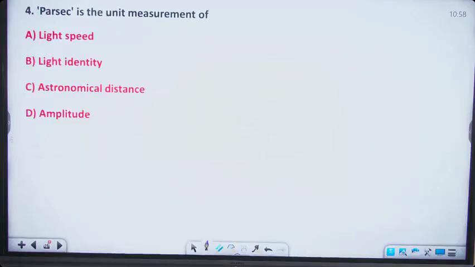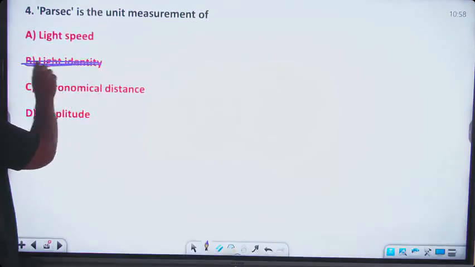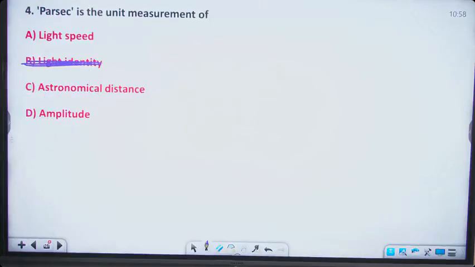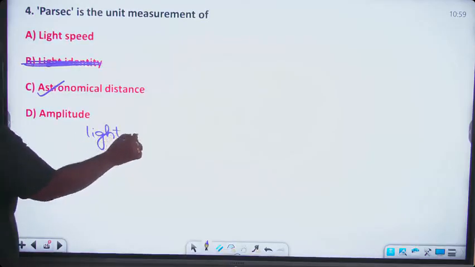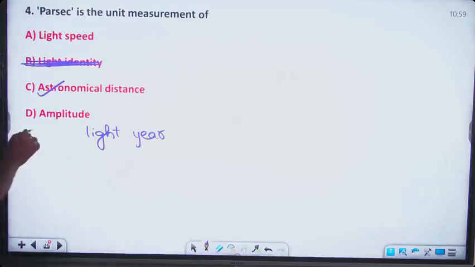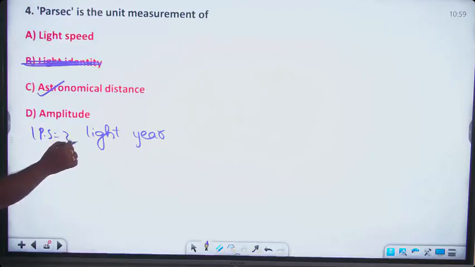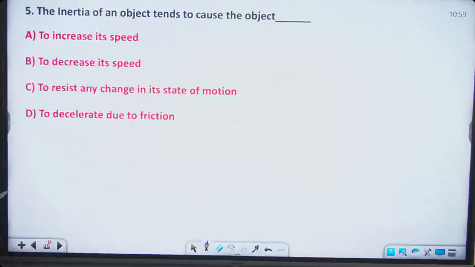Is it light speed, light intensity? Light intensity, you don't have a term anything like this. కాబట్టి దీన్ని మనం ఈజీగా పక్కకు పెట్టేయచ్చు. సో యూ హ్యావ్ గాట్ టూ థింగ్స్ హియర్, లైట్ స్పీడ్, ఆస్ట్రోనామికల్ డిస్టెన్స్. For example, for measuring astronomical distance in general, we use one particular term which is known as light year and parsec. And 1 parsec equals to how many light years? 1 parsec equals to 3.26 light years. So it is used for measuring astronomical distance.